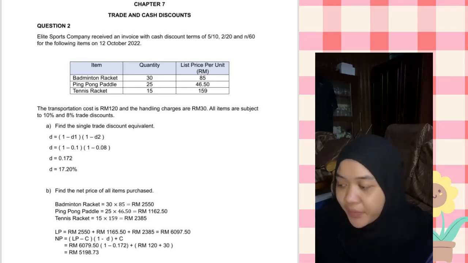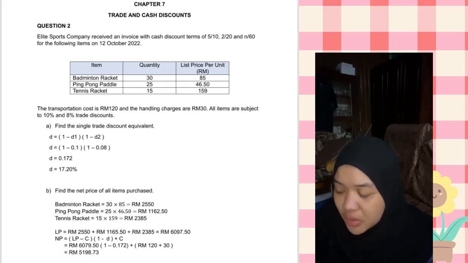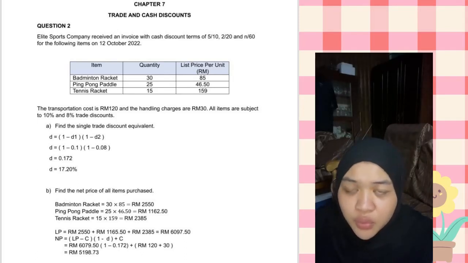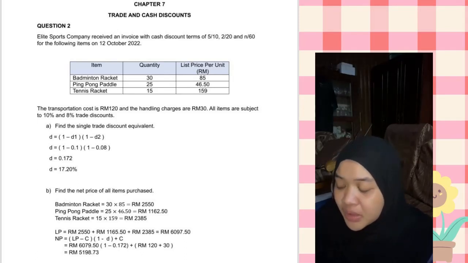So I will present to you Chapter 7, which is trade and cash discount. Question 2. Elite Sport Company received an invoice with cash discount terms of 5/10, 2/20, and N/16 for the following items on 12 October 2022. The items are badminton racket, ping pong paddle, and the tennis racket.